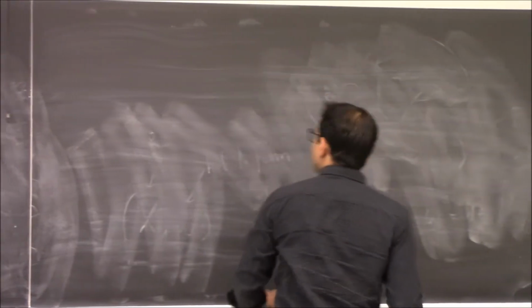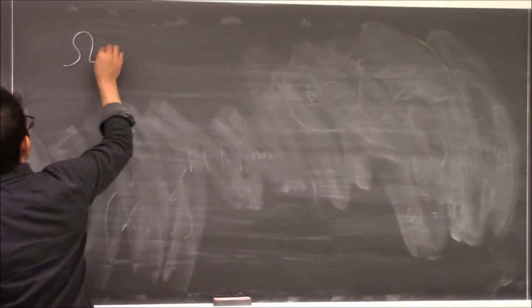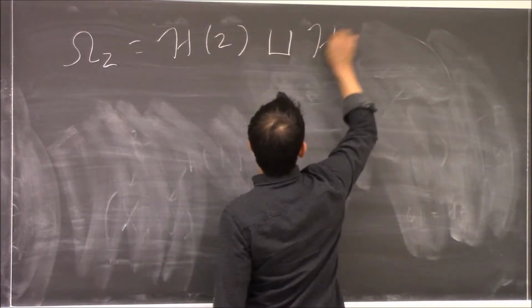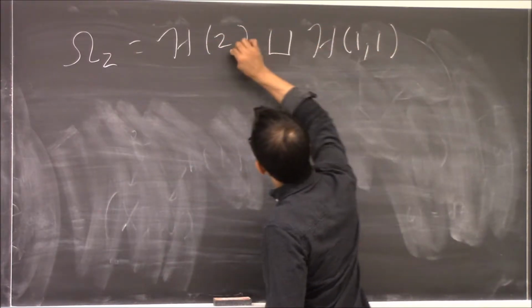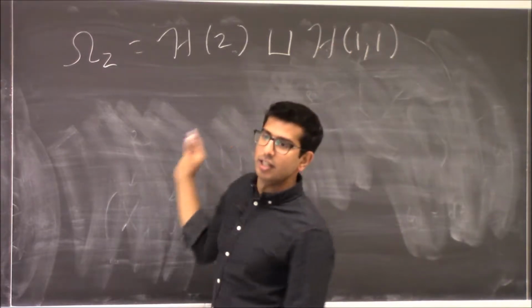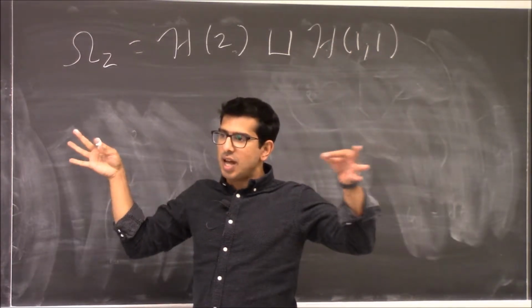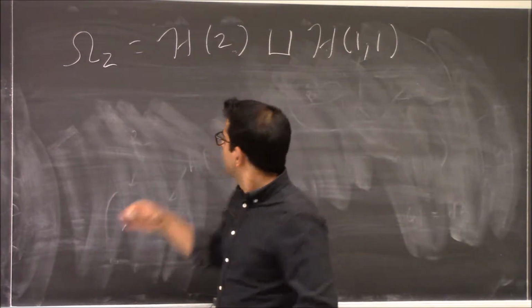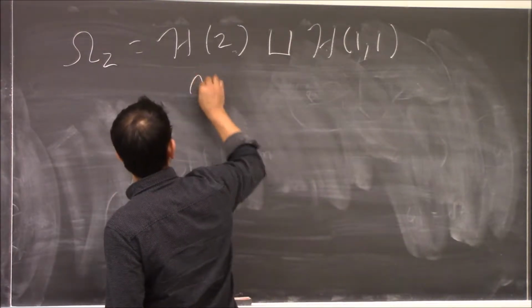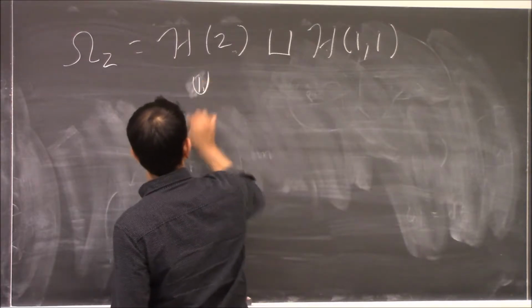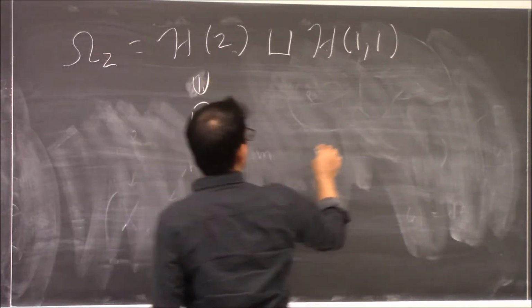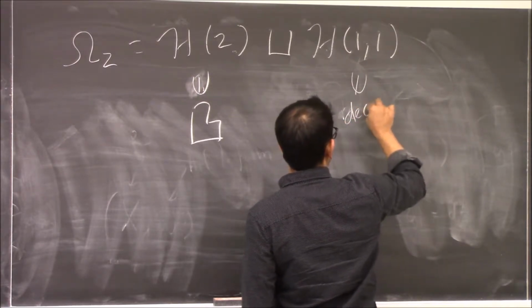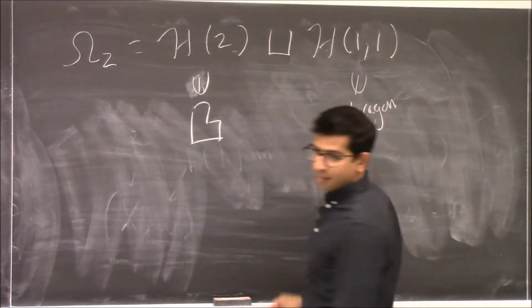For example, in genus 2, omega 2 is H of 2 disjoint union H of 1, 1. In fact, H of 2 sits in the closure of H of 1, 1. You can slide these two zeros of order 1 together and make a zero of order 2. We've seen an example of something in here, right? We saw the L in here. Now, I will not attempt to draw this, but if you take a decagon and identify opposite sides, you get something in H of 1, 1.